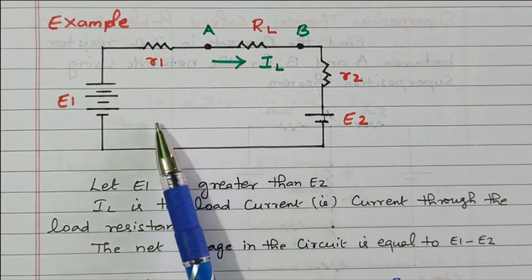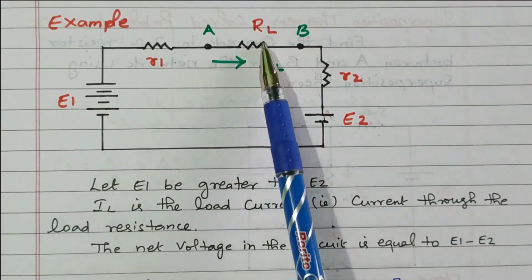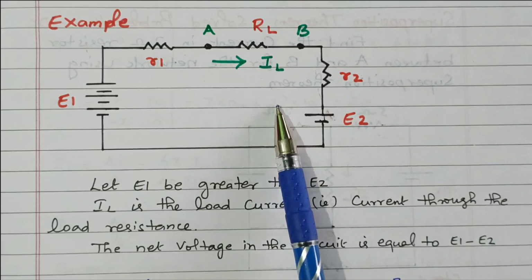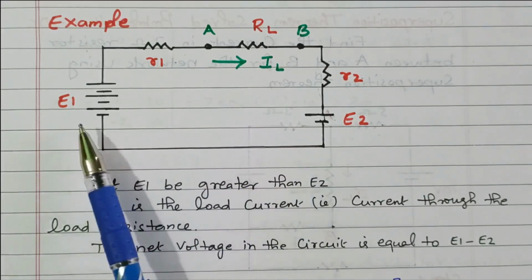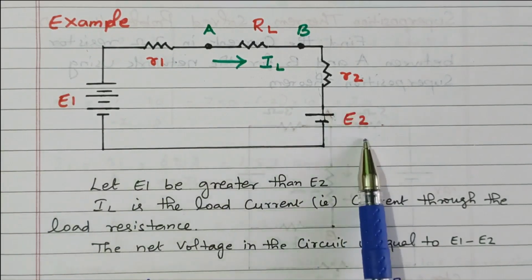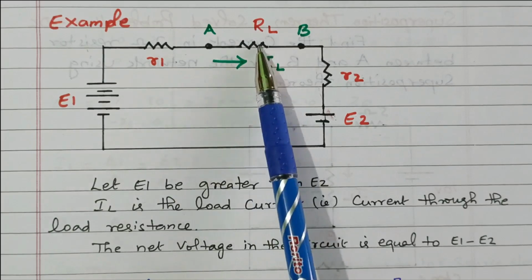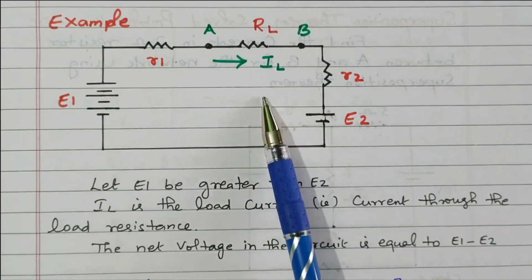So the algebraic sum of both the currents is nothing but the total current flowing through the load resistance RL. That is the statement given by the superposition theorem. Considering E1 alone, then considering E2 alone, we need to find the current. The algebraic sum of both the currents is the total current flowing through RL. So that is the given.